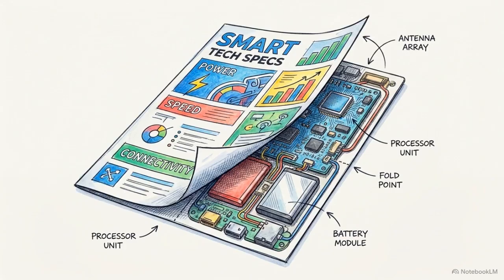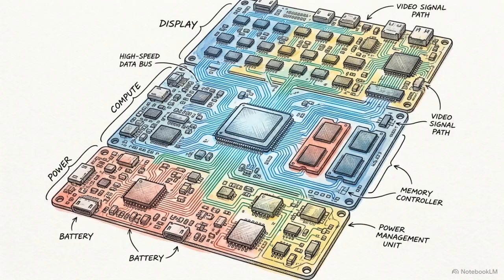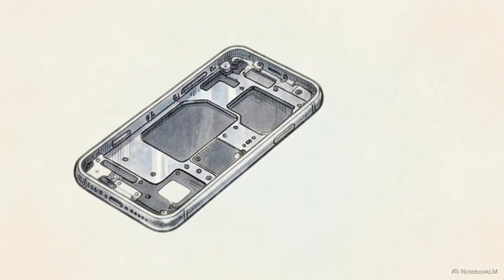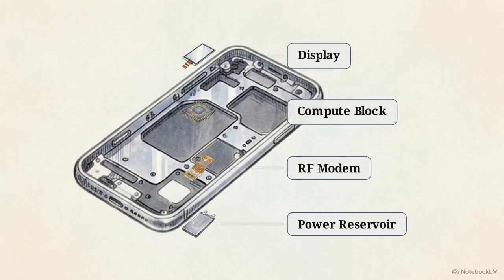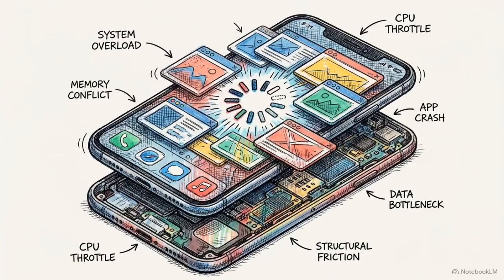To locate exactly where the system breaks down, we have to bypass the spec sheet and map the physical realities of the compute pipeline, display bandwidth, and power delivery. This diagram breaks the phone into 4 operational layers: the compute block, display, power reservoir, and RF modem. By evaluating data flow between these subsystems, we can isolate the exact friction points where hardware chokes under load. We will trace how the marketing promises translate into physical engineering limitations, revealing why the phone buckles in everyday use.